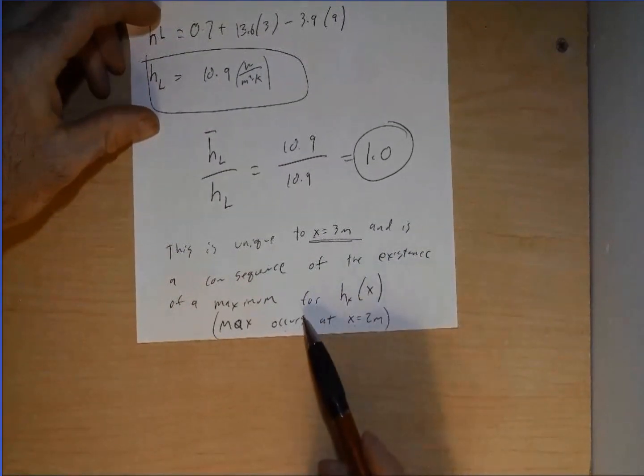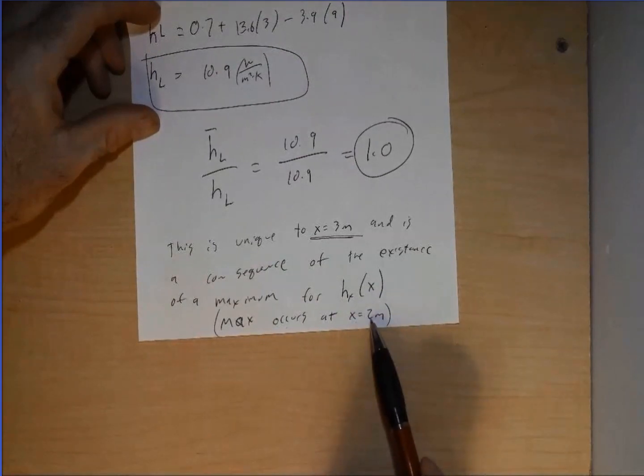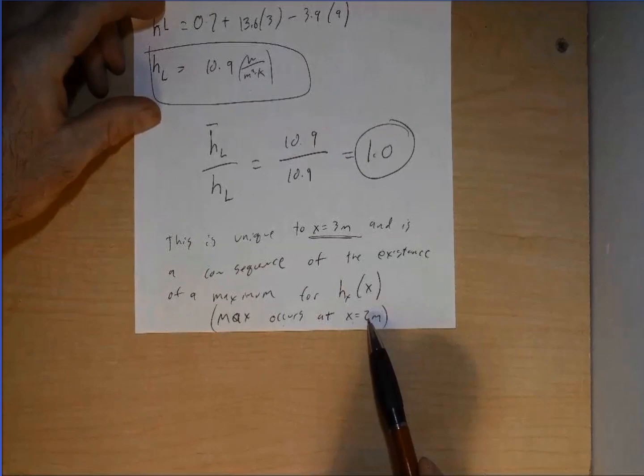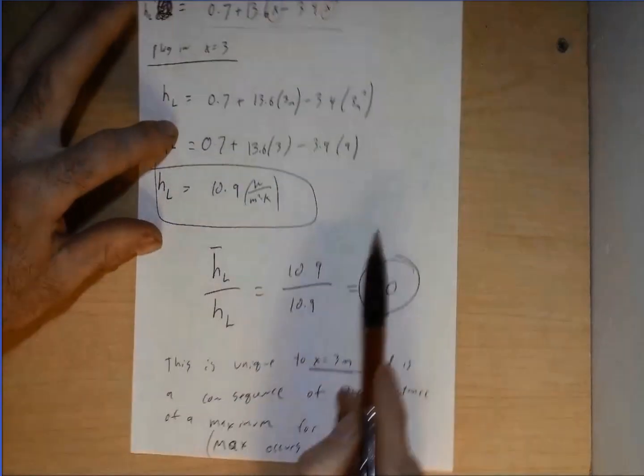Now the thing to note is this is unique for this value of x equals 3, and there's a maximum for h of x that occurs when x equals 2 meters, which we could go back through and solve for. So again, this ratio equal to 1 is unique only to x equal to 3 meters.